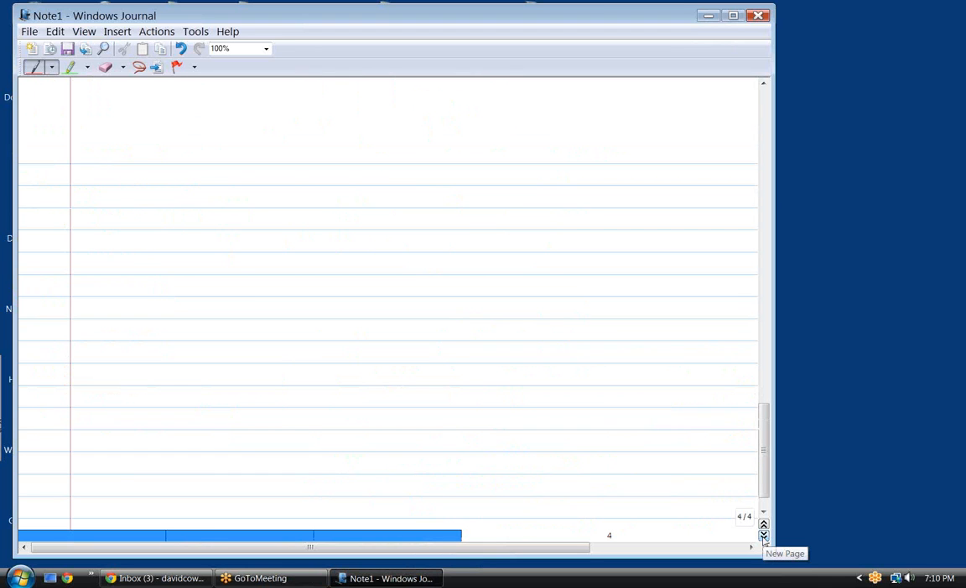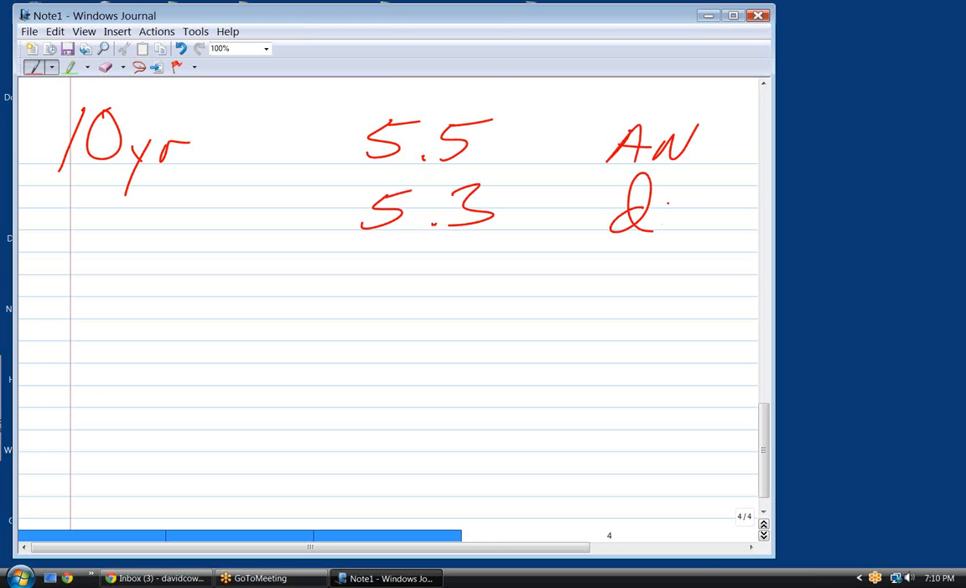All right, what else you got tonight? A bank offers 3 different 10-year car loans. Loan A is 5.5% compounded annually. Loan B is 5.3% compounded daily. And loan C is 5.1% compounded continuously. If you want to borrow $15,000, which loan is the best deal?